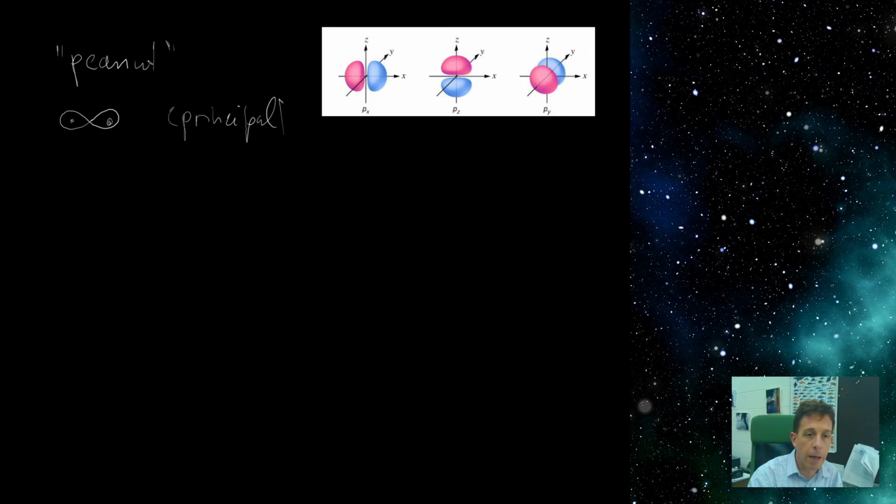Now if we go to n equals 3, that means L can be 0, 1, and 2. Now we've already learned that L equals 0 is an s orbital, L equals 1 is a p orbital, and now L equals 2 we call a d orbital. It stands for diffuse.